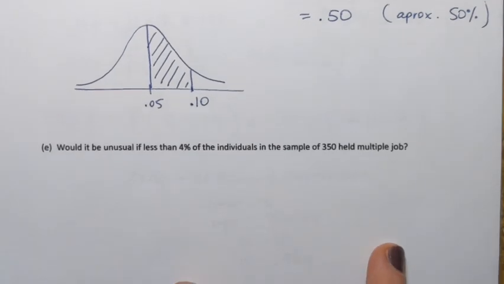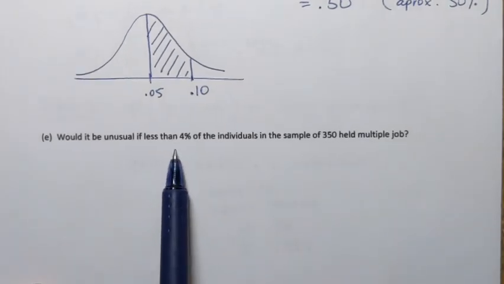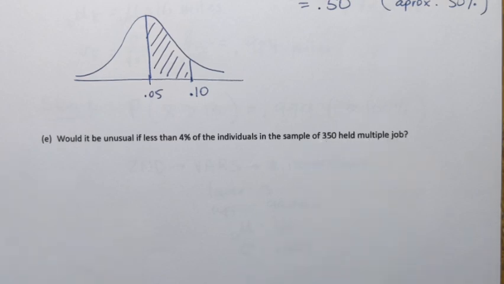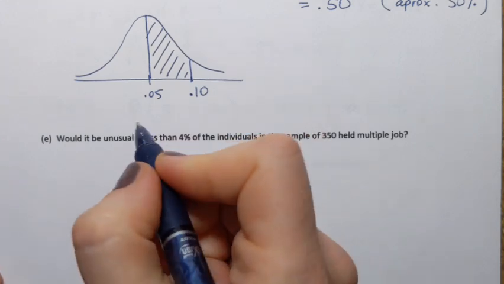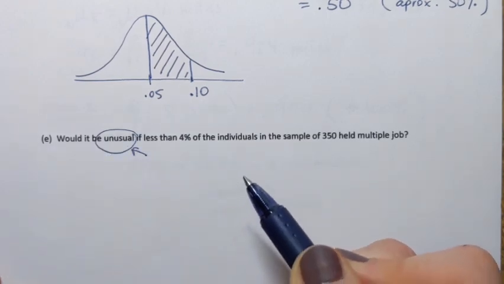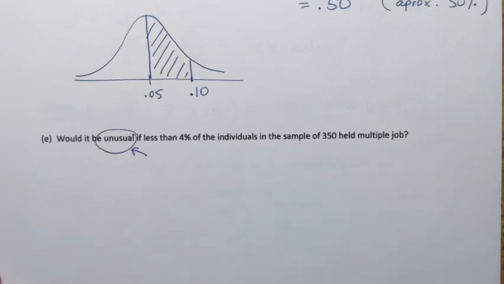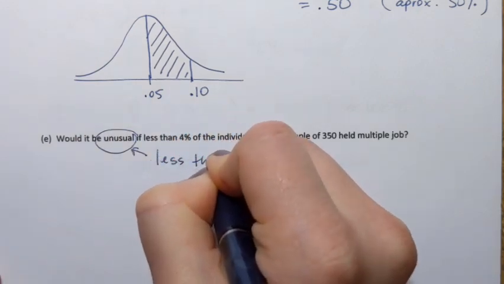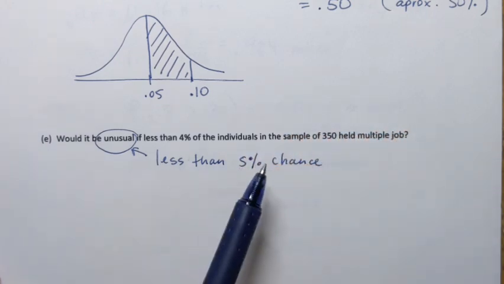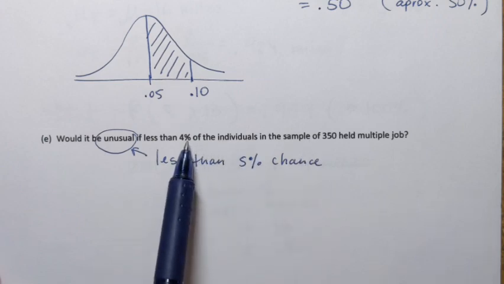And then finally, the last question is, would it be unusual if less than 4% of the individuals in the sample of 300 held multiple jobs? So let's say we obtained a simple random sample of 350 individuals, and we found that less than 4% of them hold multiple jobs. Is this unusual? Remember, unusual means that the chance of that happening should be less than 5%.